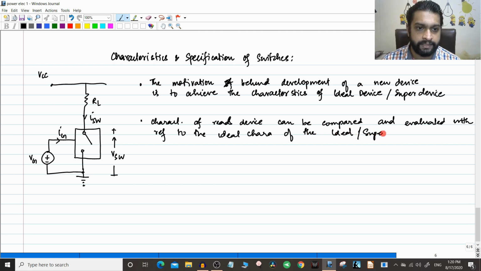This is the first time I am hearing this word actually in this book, Rashid. They are explaining it as a super device. But super device, ideal device are exactly the same here.